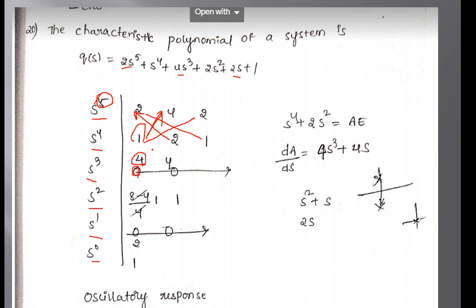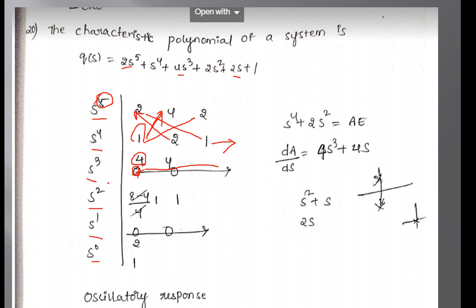Again I need to find out this value, that is 1 into 2 minus 1 into 2, that is 2 minus 2, that is 0. Again 0 by 1 is 0. So here you are getting a row of zeros. Whenever you get a row of zeros, you cannot continue to the next step. So in order to continue, you have to take the auxiliary equation. Here you are getting the row of zeros at the s power 3 row.